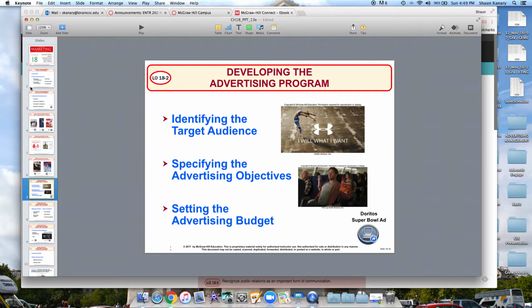Next, we have the advertising budget. And then there's different ways that we can set the advertising budget. Sometimes advertising budgets are set on a portion of sales. Sometimes it's set on a predetermined amount for a campaign. But an advertising budget is important to set up because it helps define the channels that are available to you to use.